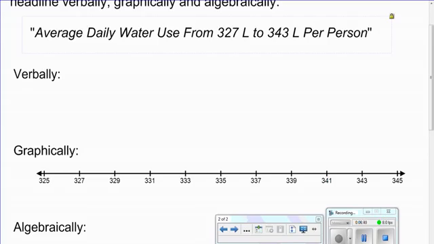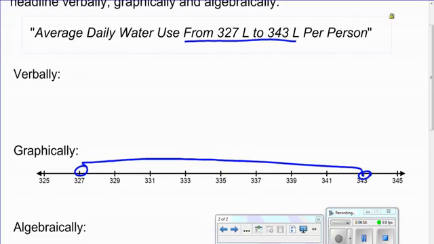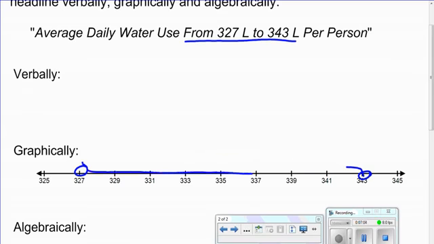So I'm going to start at 327 liters. That's my one, because it says from this to this. So I'm going to start from 327 to 343. So that means water use is somewhere between these values. If you're using something that's colored, like a pencil crayon, you can do your line right on the number line. But if you're working in pencil, I like you to draw it up and over, because sometimes I can't see your pencil lines on top of the number line. Okay, so the water use is between those two endpoints. It doesn't tell us if it includes those two values, so let's leave them as open circle boundary points.